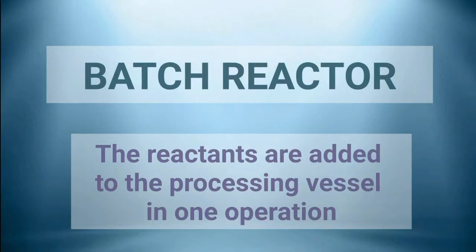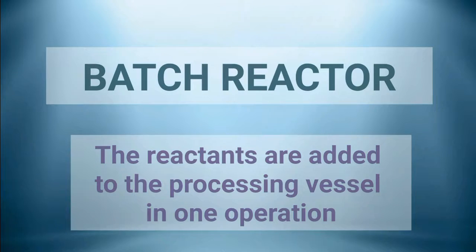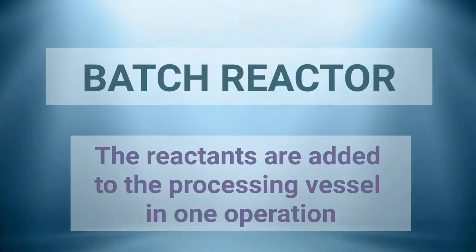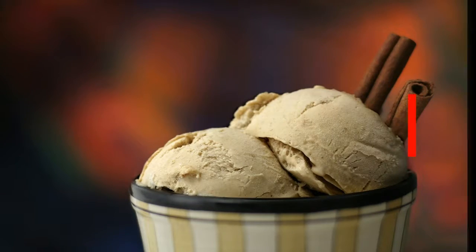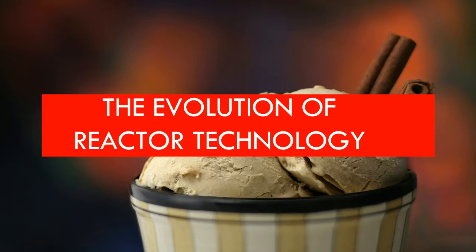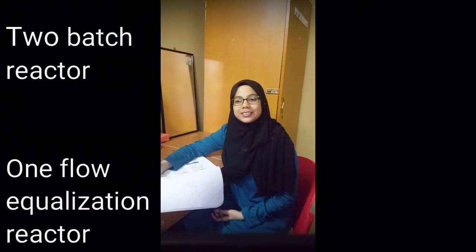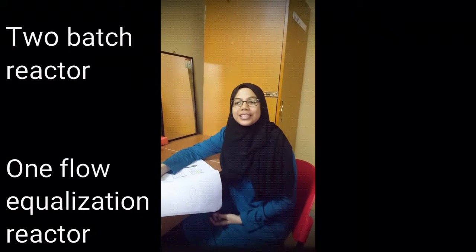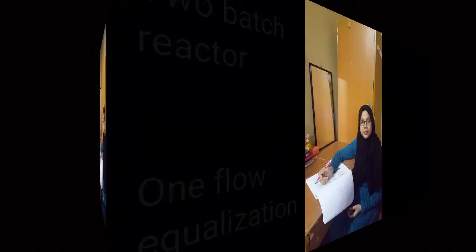In the batch process, the reactants are added to the processing vessel in one operation and then the process is carried out. Product is removed after processing is completed. Plant design should have a minimum of 2 batch reactors and 1 flow equalization reactor. However, every design is unique and one configuration does not fit all situations.